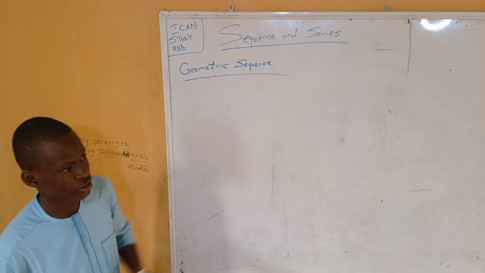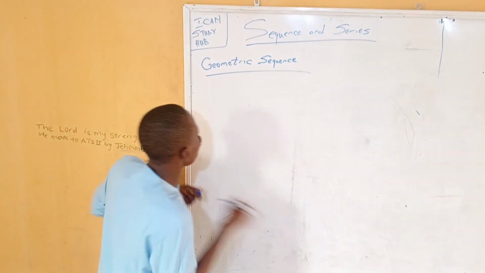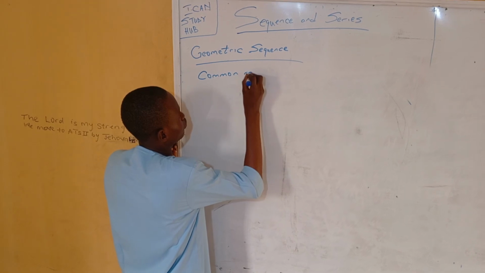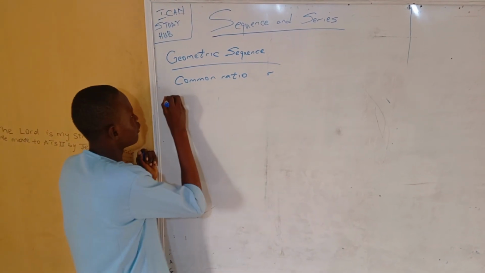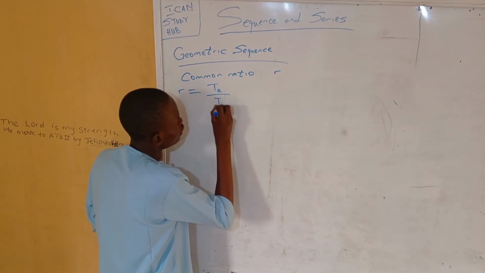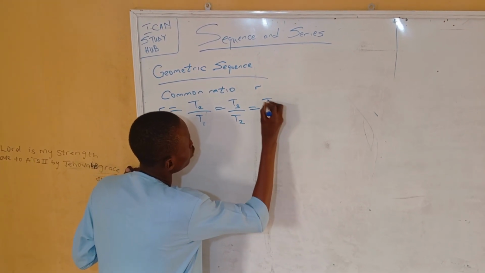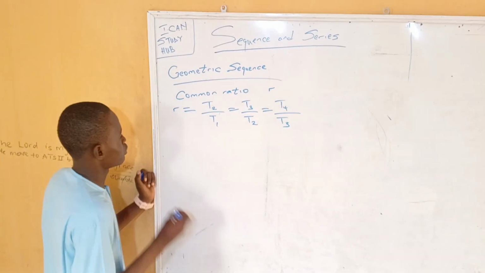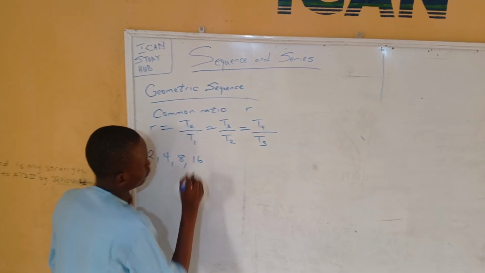So now, geometric sequence. Unlike arithmetic sequence that has a common difference, geometric sequence has a common ratio, which is denoted by R. To get this R, you either divide your second term over your first term, or your third term over your second term, or your fourth term over your third term. So let's take a sequence. Let's have 2, 4, 8, 16.